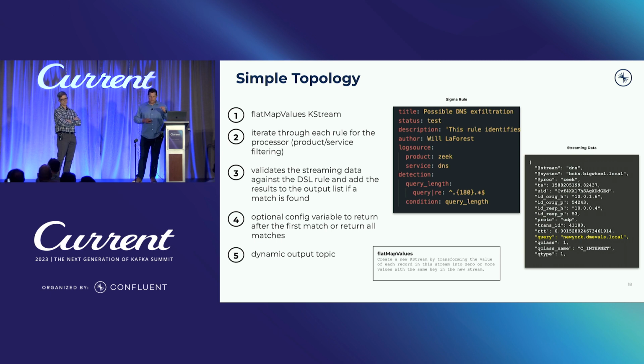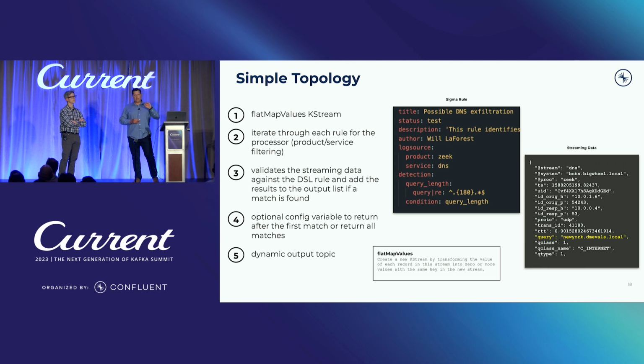So if we walk through the topology again, we're using flat map values. If you're not familiar with that, it basically lets you take a single record and output 0 to many rules or 0 to many output topics. Again, very applicable to this case. We validate the streaming data against a rule. If we have a match, we'll output it, but we also built in a configuration variable that allows you to say, I may only want to output on my first detection and not all the rules that are applicable. In a cyber use case, that might be applicable to say, I only care if a detection occurs, but I don't necessarily care about all the rules that apply to that detection.